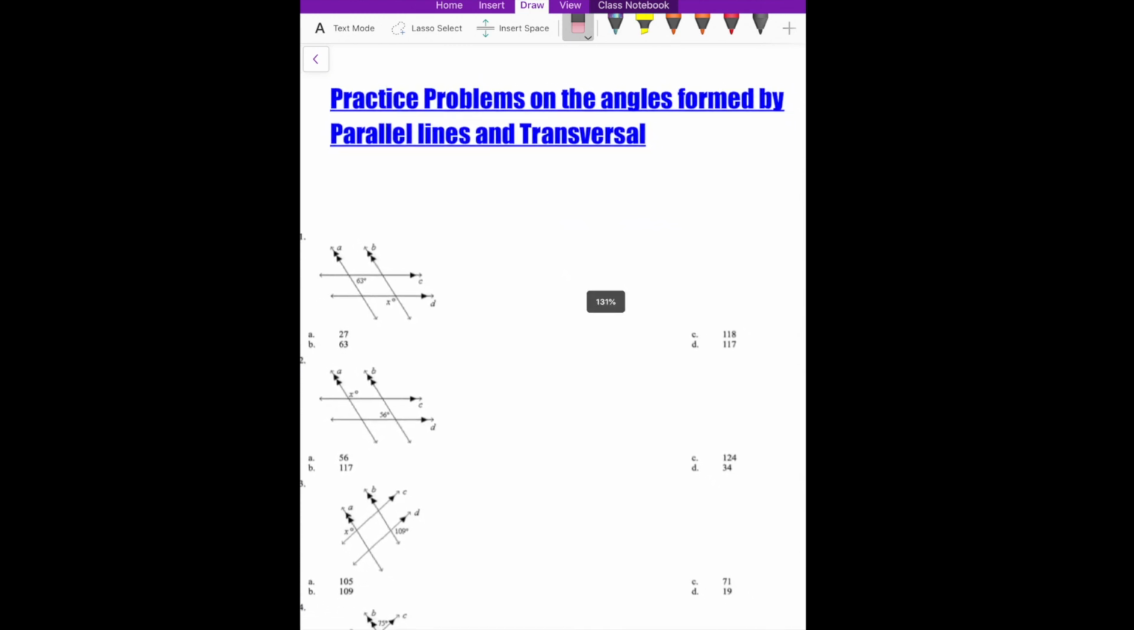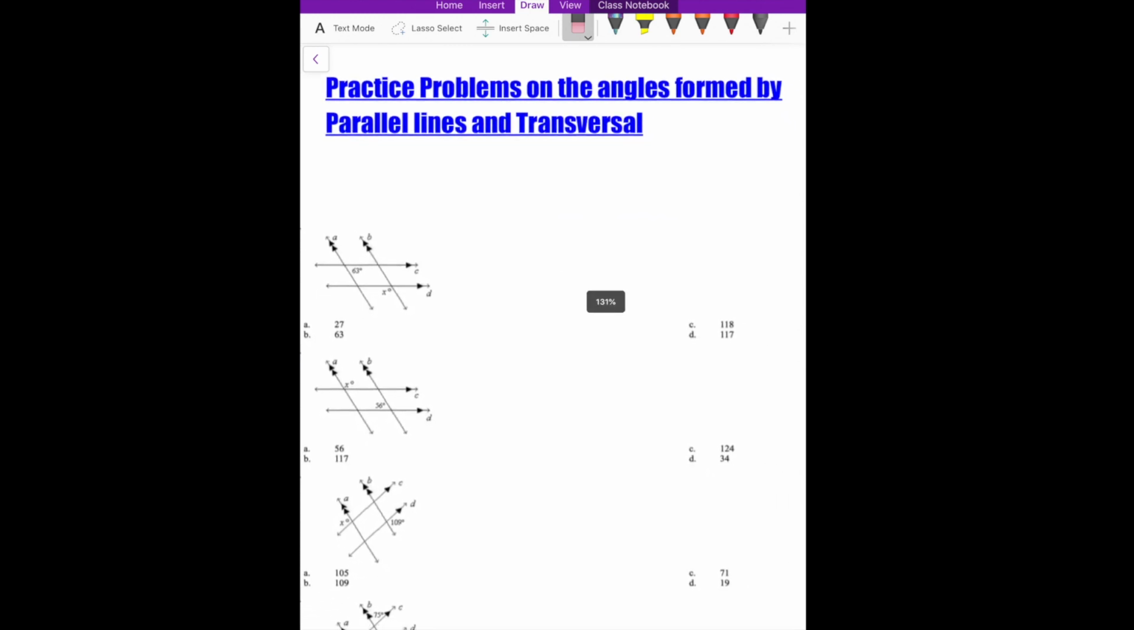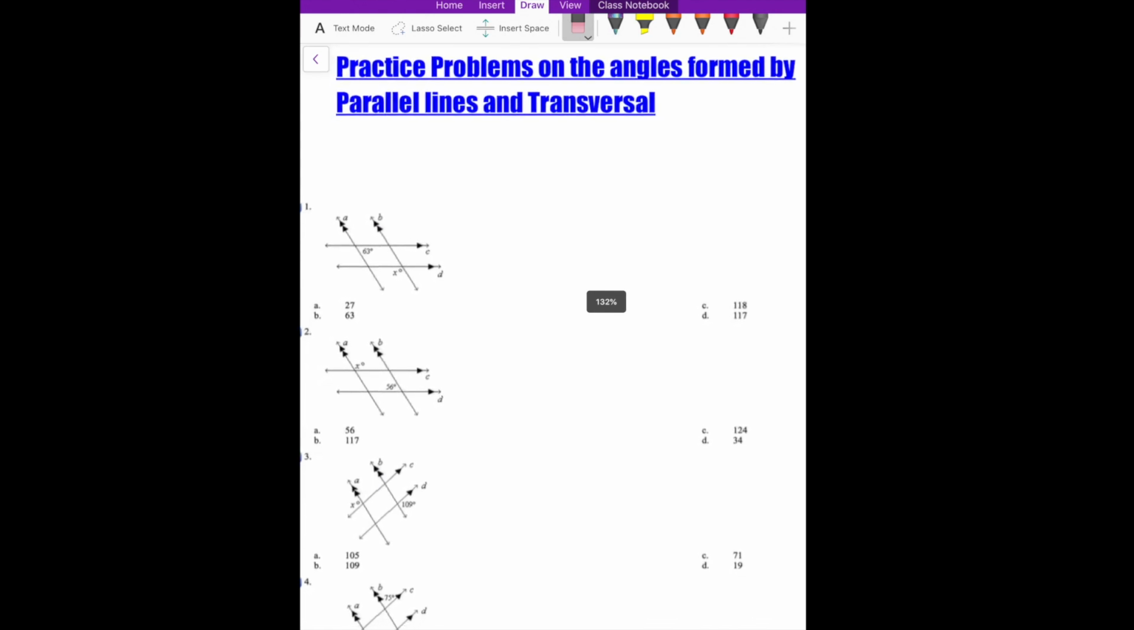So in this video we are going to talk about some of the practice problems on the angles formed by the parallel lines and the transversal. So this was on your check for understanding quiz. So I'm going to do number 1 first.